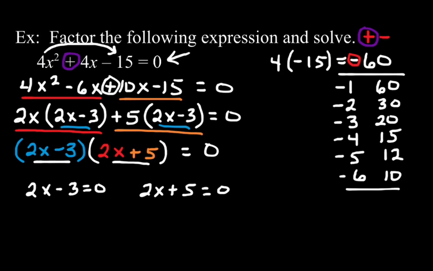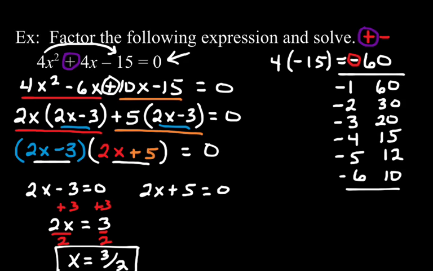So once we've got this written down, we just do our little algebra here, add 3. And we would have 2x equals 3. And then to cancel out the 2, we're going to divide by 2. And we're going to get x equals 3/2. And that's one of our answers.